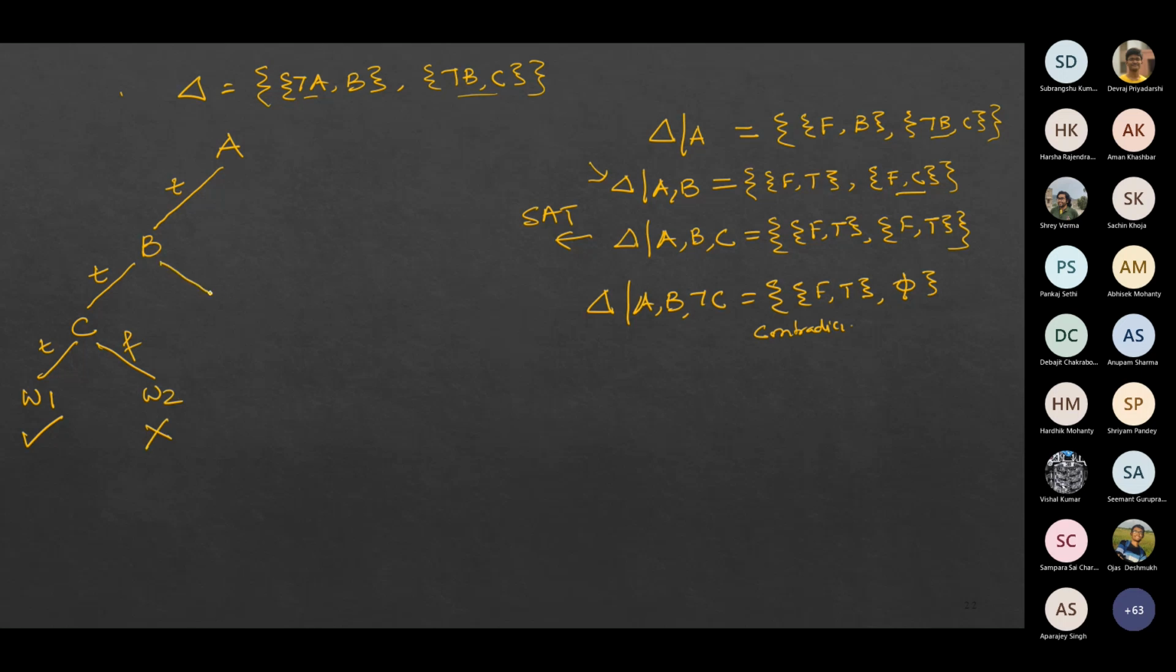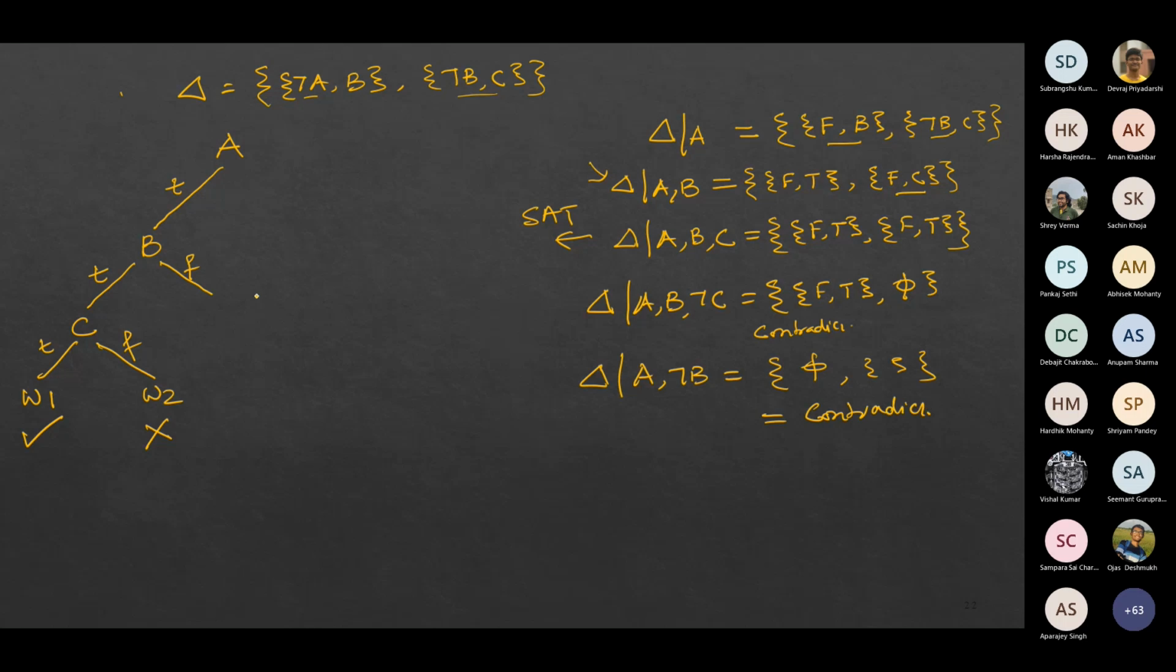Now, if we try to do the other branch, which is F, so what we have is delta A negated B. So what we'll have here in the first place, this is false. So this becomes false. And irrespective of what we have here, we get a contradiction.